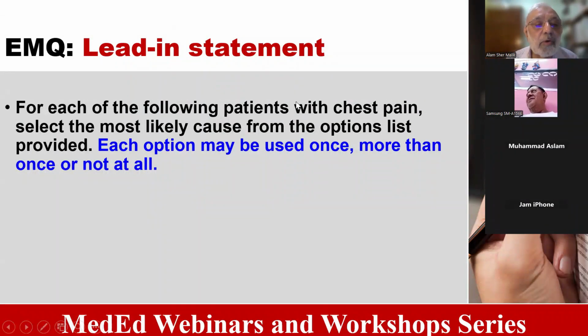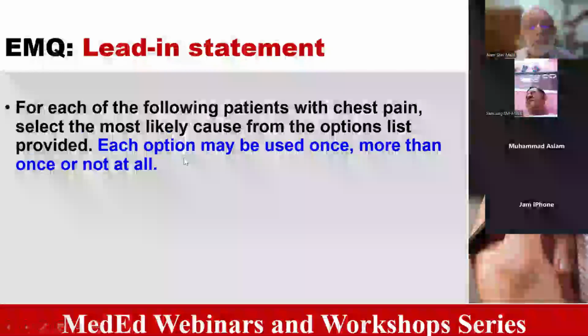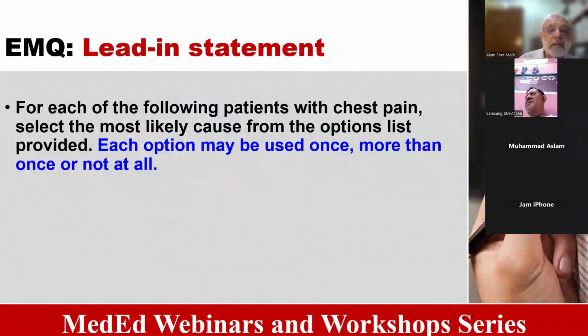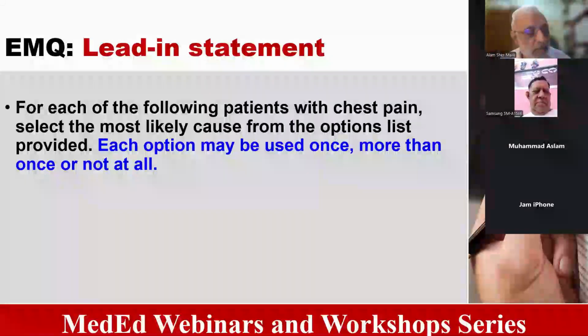But here it is important to note that each option, like the 5 options we have given there, may be used once, more than once, or not at all. We call it extended matching questions because usually we would have 5 options and 3 scenarios, so that there is no automatic matching. If we have, let's say, 5 options and 5 scenarios, the last one would be matched automatically, so we want to avoid that.